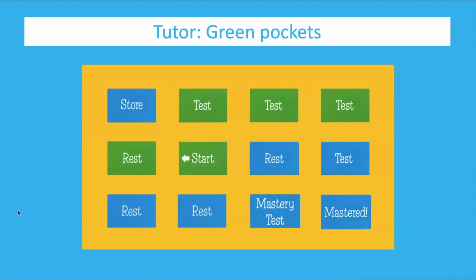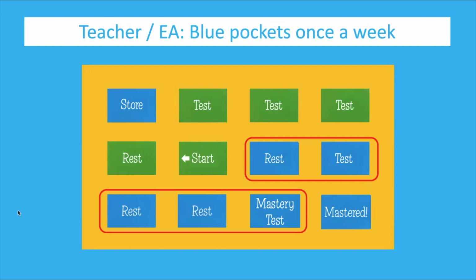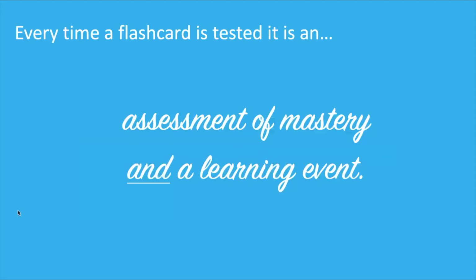So the tutor is responsible for the testing that occurs in the green pockets in the folder, and these sessions occur during the week. The teacher, or EA, is responsible for the blue pockets and tests the content of just 2 pockets. This session is described as mastery testing because the spacing between sessions is much longer, up to 2 weeks for content here and 3 weeks rest here. This duration of spacing facilitates the movement of learning into long-term memory and provides a good indication of progress towards mastery. Every time a flashcard is tested, it is an assessment of mastery and a learning event.